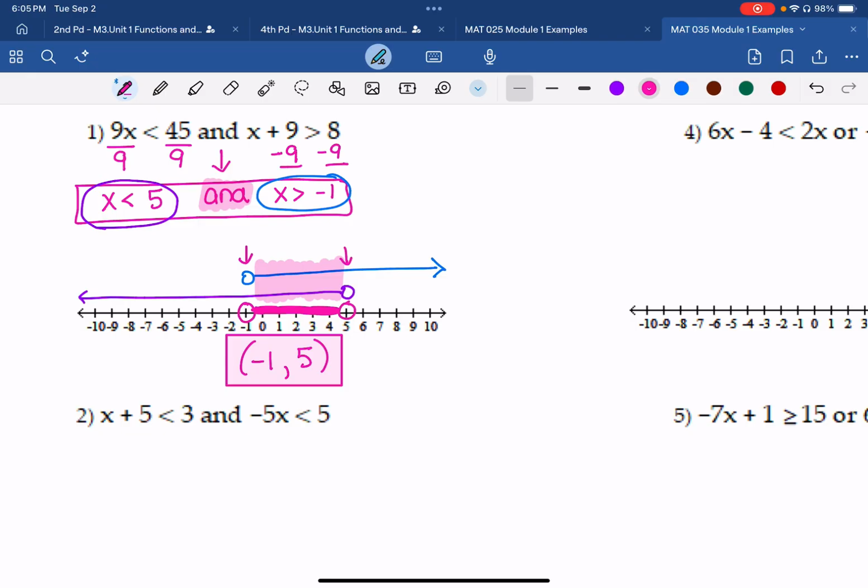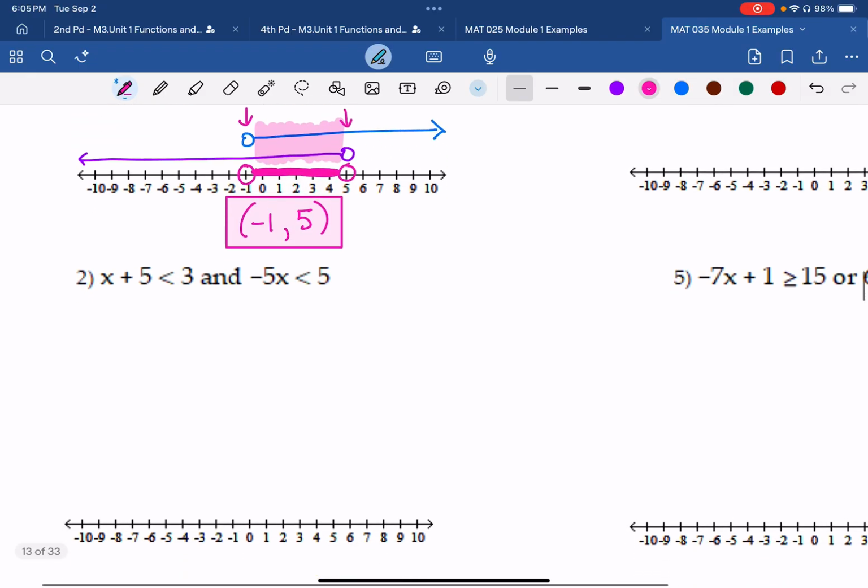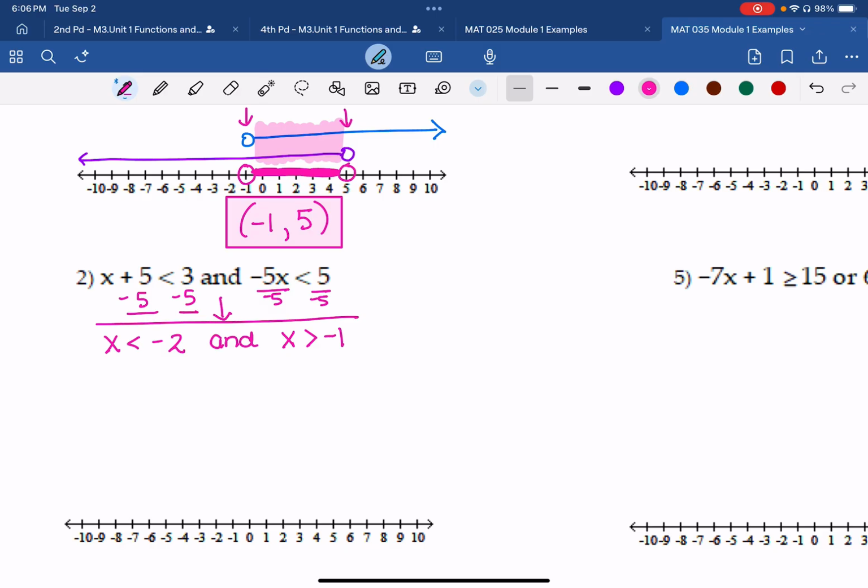Okay, example 2. We've got another and, so we're going to solve them separately. We're going to do -5. Then I've got x is less than -2. I'm going to drop that and, then I'm going to divide by -5. Remember, when we divide by a negative, we have to flip that inequality. So it went from less than to greater than -1. So this is my solution as an inequality.